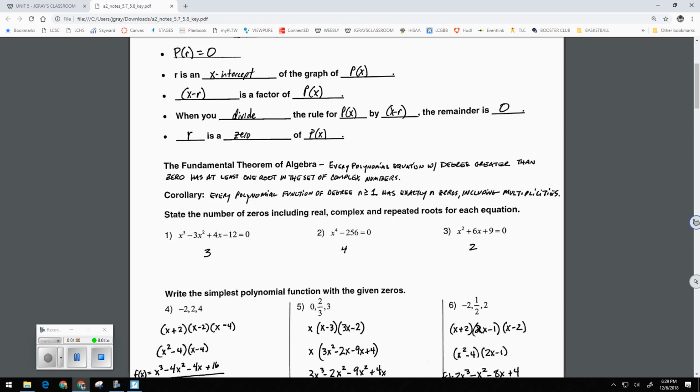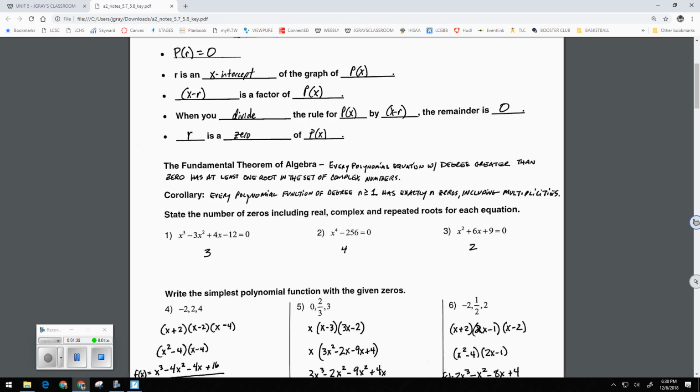What that's saying is every polynomial equation with a degree greater than 0 has at least one root in the set of complex numbers. In other words, every polynomial is going to have a root. It could be real, it could be imaginary, but every polynomial is going to have a root. The corollary says every polynomial function where the degree is greater than or equal to 1 has exactly n zeros, including multiplicities. We'll explain multiplicities when we run into that. But whatever your degree is, that's how many zeros you're going to have.